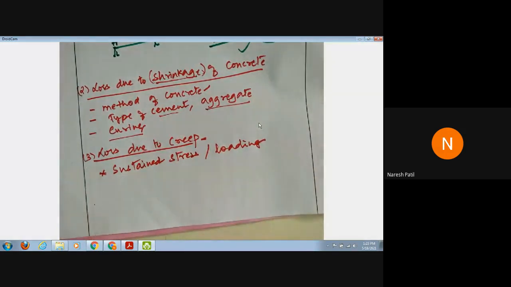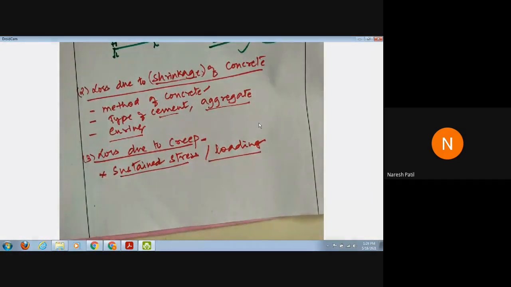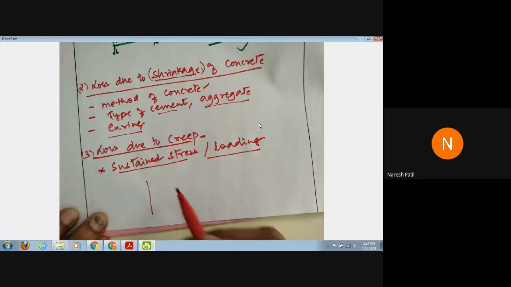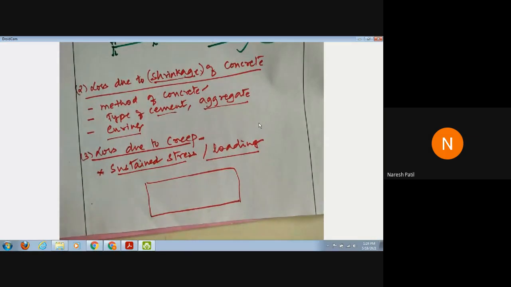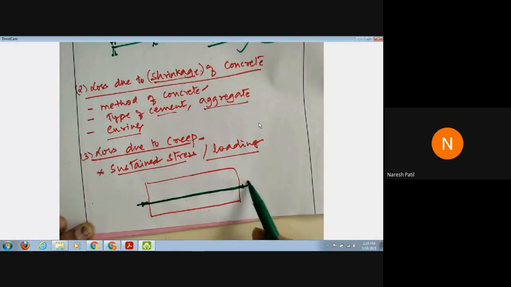The deformation takes place under sustained stress or loading. If load is applied for longer duration, अभी यहाँ पे देखो, because it is a pre-stress concrete system, तो इस केस में क्या होगा? The cable will be passed through the tendon, through the ducts. The cable will be passed through the section and the pre-stressing force applied at the ends. तो क्या होगा? This is throughout the lifespan.